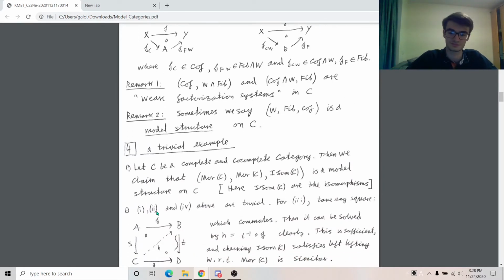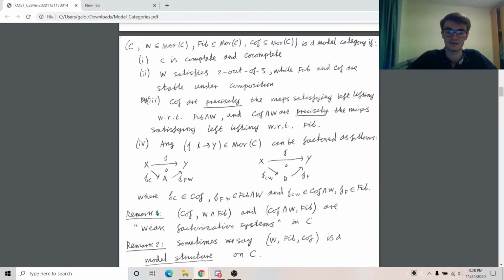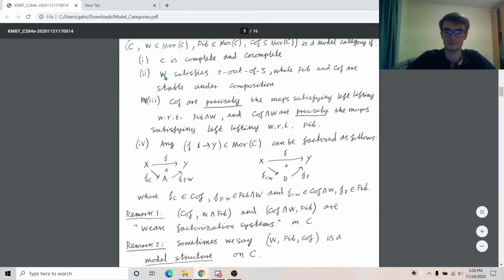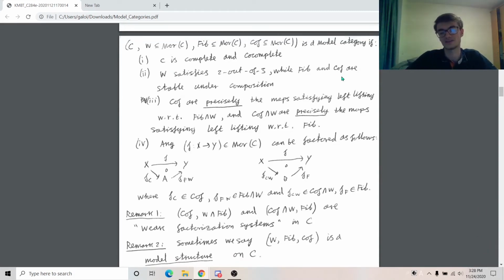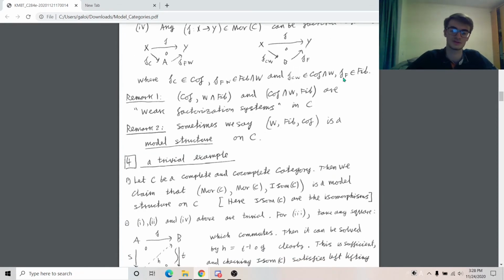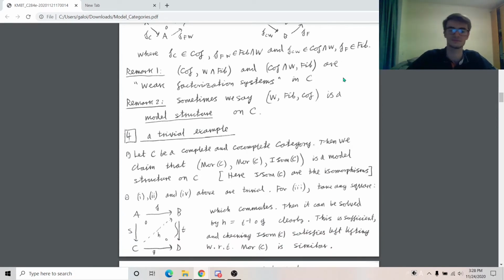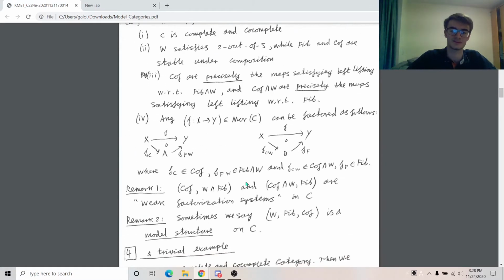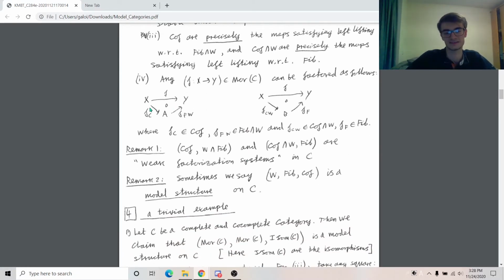Property 2 is that W, the isomorphisms, satisfy 2 out of 3, which is true. And the fibrations and the cofibrations are stable under composition, but here we took the fibrations and the cofibrations to be all maps. And 4 is the factorization. I claim that any map can be factored as a cofibration followed by a fibration which is a weak equivalence. But a cofibration can be taken to be any map, so you can factor f as f and then the identity on the target. The identity on the target is an isomorphism, which is a weak equivalence, and it's also a fibration. And the other factorization is the same.